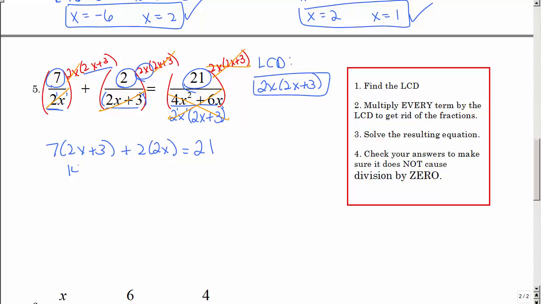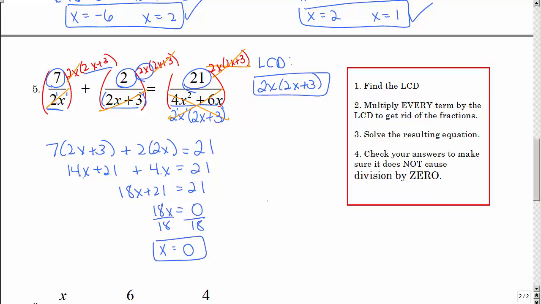So let's distribute. Let's collect like terms, 14x and 4x. This is not quadratic, I just solve for x. I'm going to subtract 21 from both sides, and what happens if I subtract 21? Yes, I get 0, so I divide by 18, and 0 divided by anything is 0. Now I have to check.